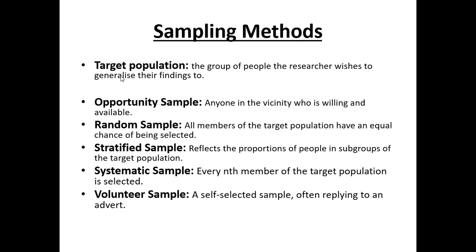A systematic sample is when every 7th person of the population is selected, so picking every 7th name off a list or picking every 3rd name off a list. And a volunteer sample or a self-selected sample is where people offer themselves to take part in a study, usually in response to some kind of advert.